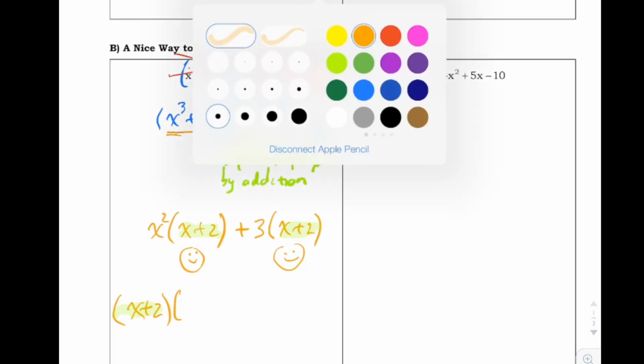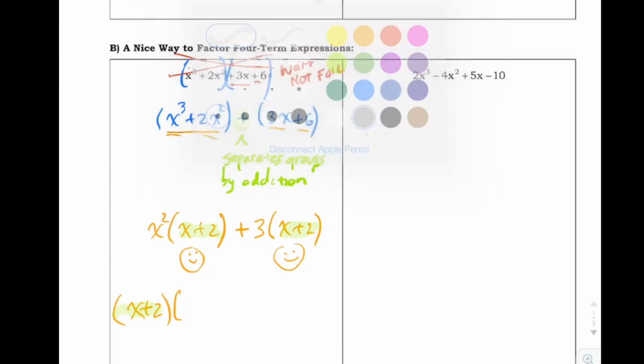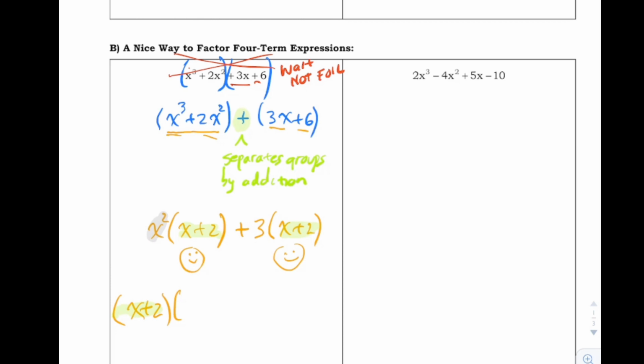Now let's do it this color here. Okay, my leftovers are x squared. So I put the x squared here, plus, and then I have another leftover, which is a 3. And then this would be my answer. That would be my answer right there.